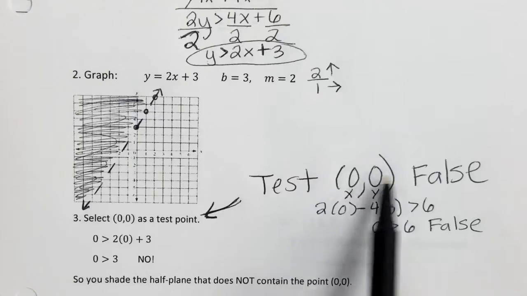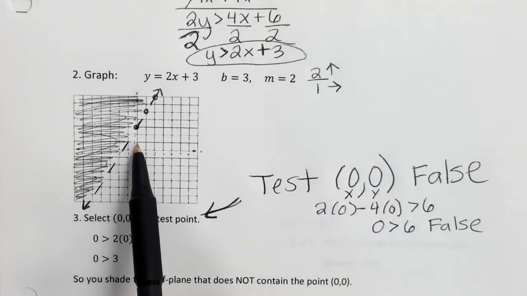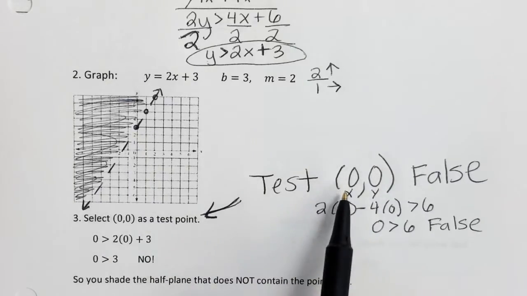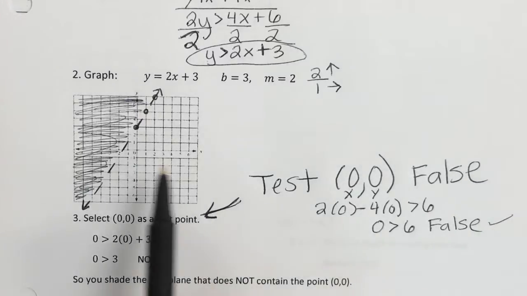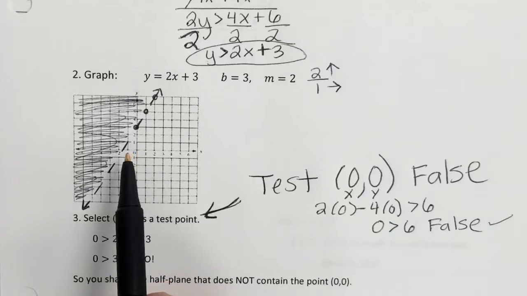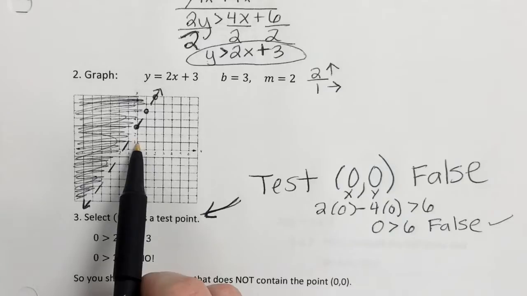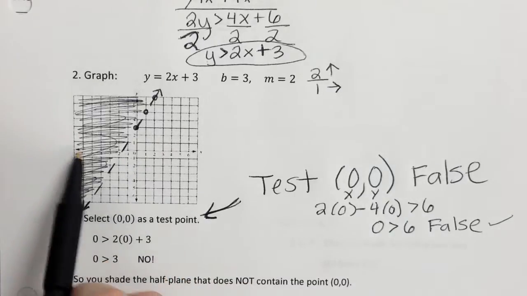I just picked 0, 0 because it's easier. And I see that 0, 0 is not in the shaded area, so when I plug it in, it should be false. It shouldn't work out. So I plugged that into the original equation, and I got 0 is greater than 6, which is false. But since this is in the false area, that means this side of it should not be shaded. The true side of it should be shaded.